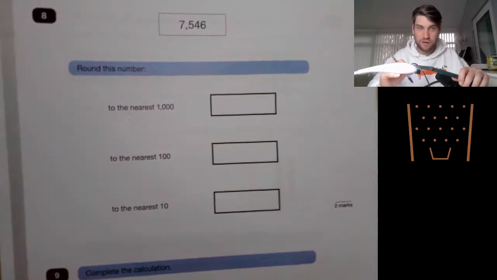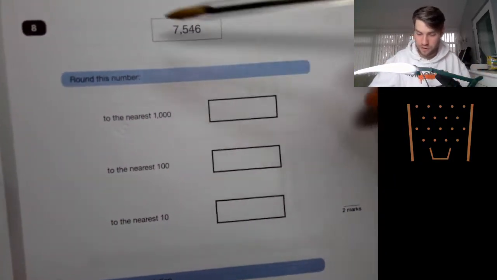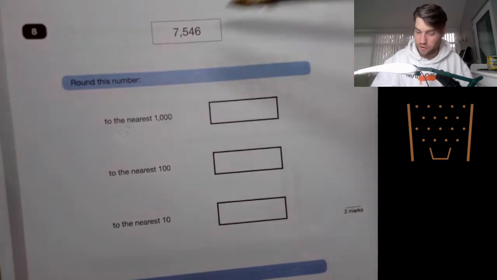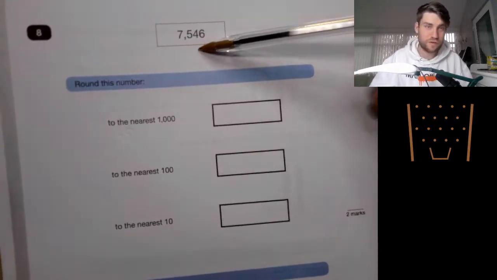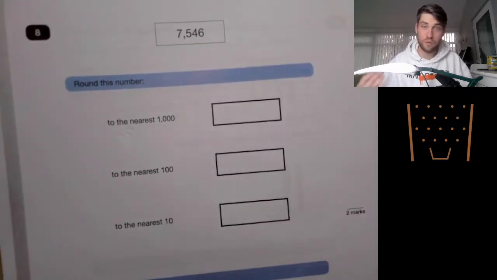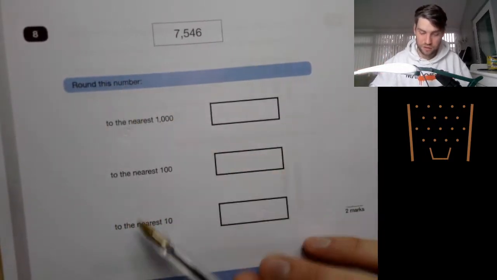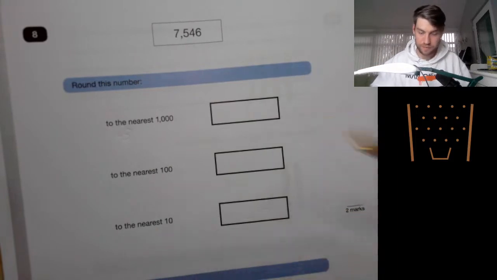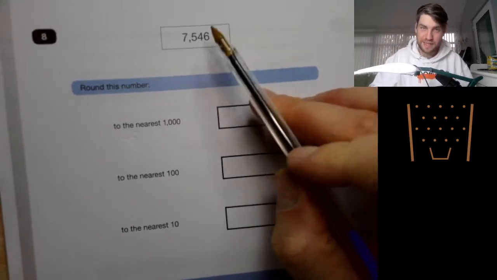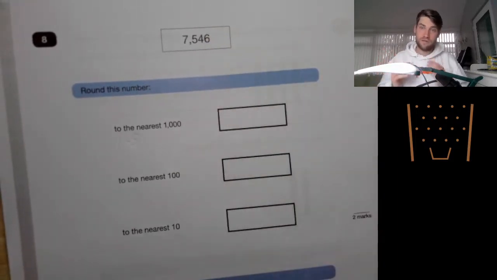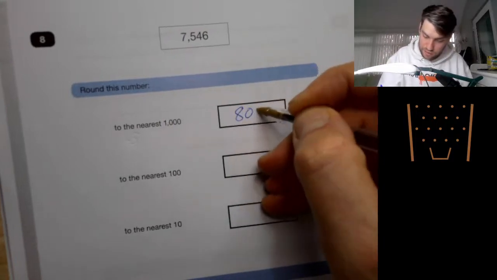Right, sorry, I've just been given a number here. I first didn't think there was going to be anything to do with it, but then the question is below the number. So 7,546. We're going to have to do 3 different options it wants us to do with this number. Round this number to the nearest 1,000, to the nearest 100, to the nearest 10. Well, 7,546 is closer to 8,000 than 7,000, so it's going to go to 8,000.